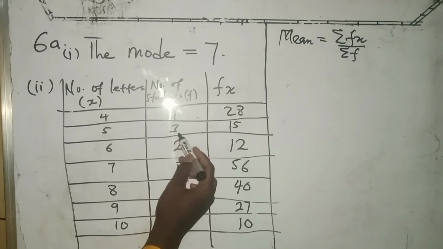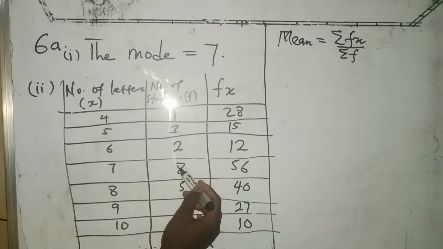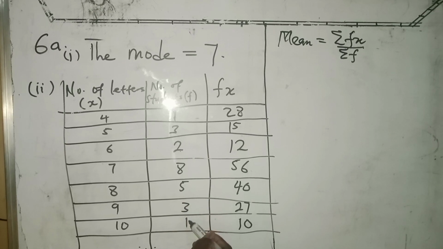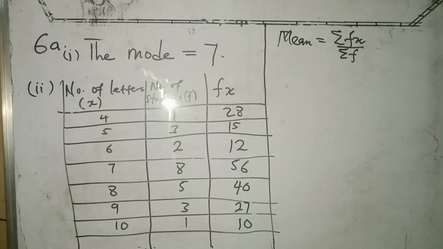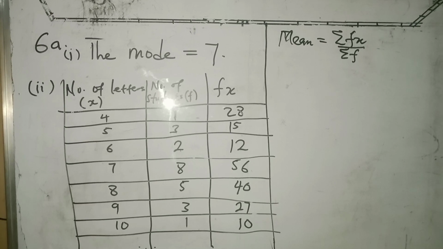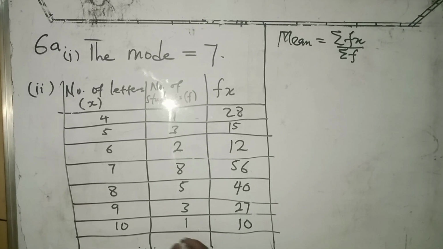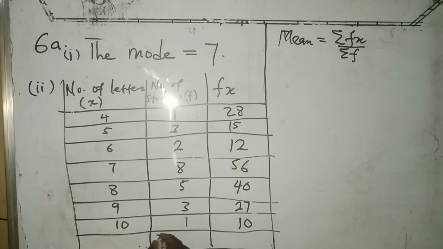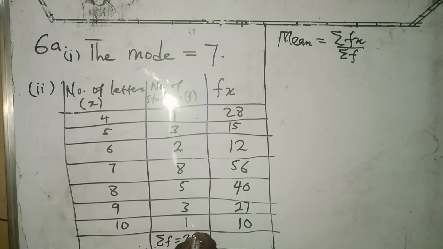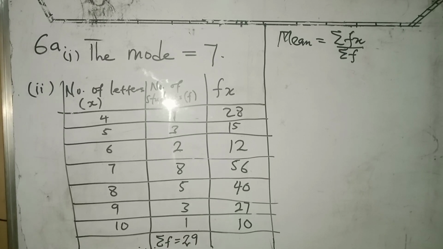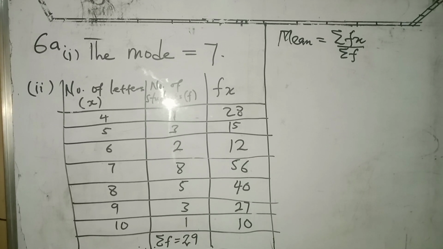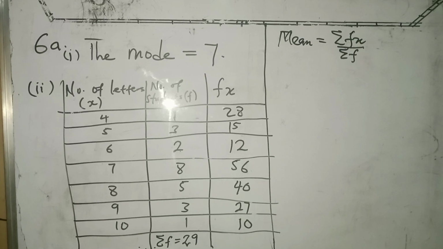So we need to add the number of students. 7 plus 3 plus 2 plus 8 plus 5 plus 3 plus 1. When you add everything up, we are going to get 29. So sigma f is equal to 29.